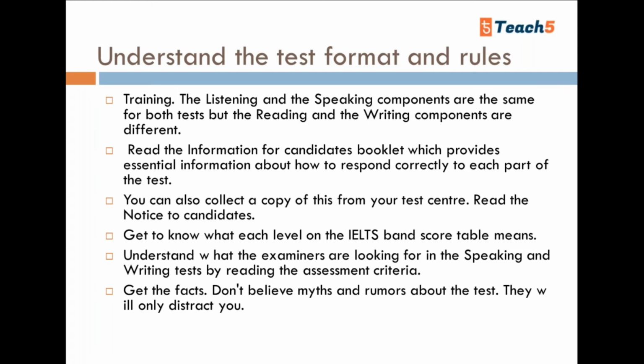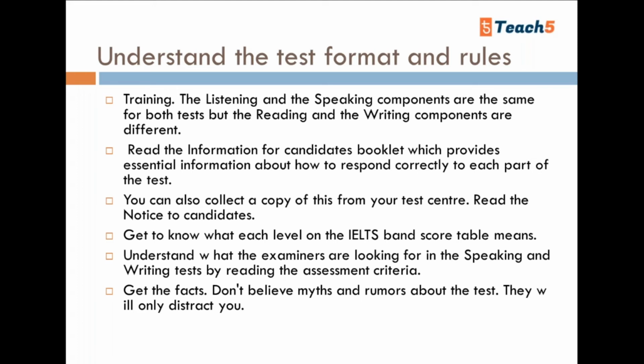Get to know what each level on the IELTS band score table means. So get to know what the bands are, how many answers. For example, in listening, if I'm getting 25, 27 answers correct, what is the band score for me? It is 6.5 bands. In listening, if I'm getting 30 answers correct, what is the band score for me? So get familiarized with the band score of IELTS so that you can focus on your targeted score.